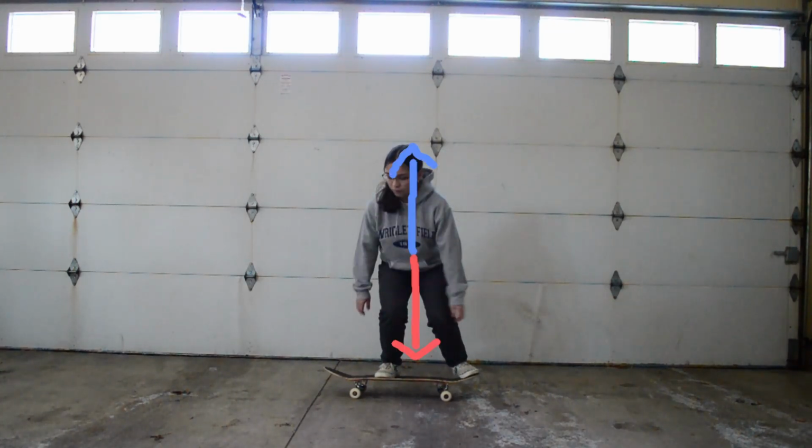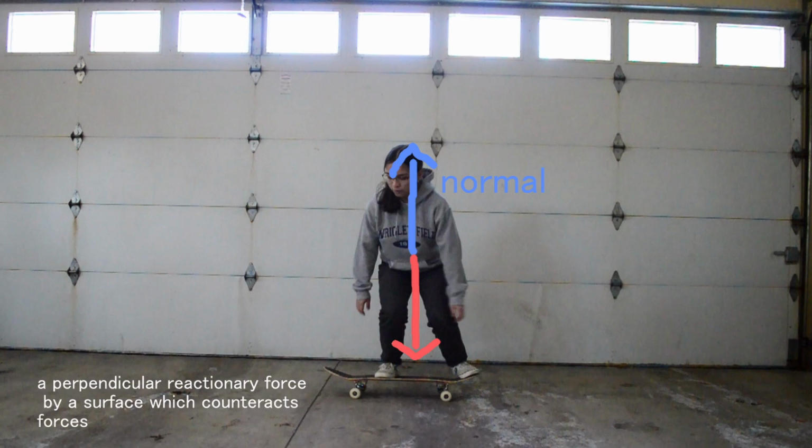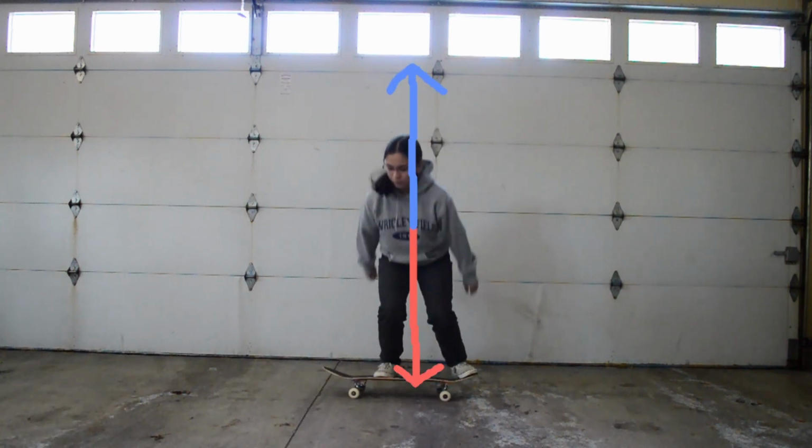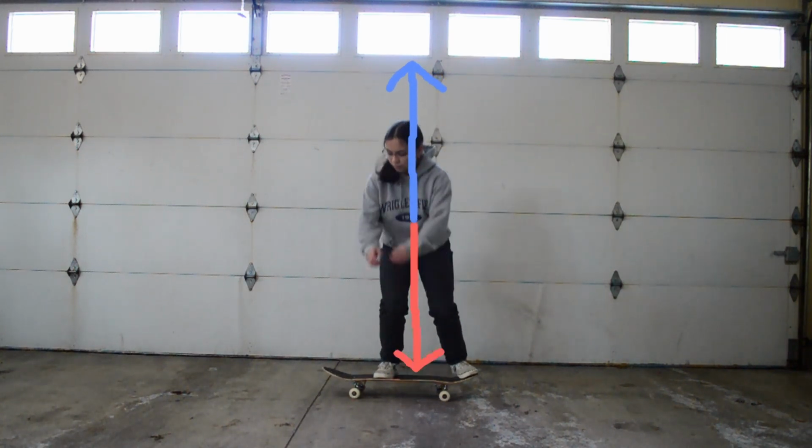This is what my free body diagram looks like, but what's that arrow pointing up? That's the normal, a perpendicular reactionary force by a surface which counteracts forces going into that surface. If I increase my force into the ground, I can increase the normal. Okay, but I'm not going any faster. That's because I'm on flat ground.